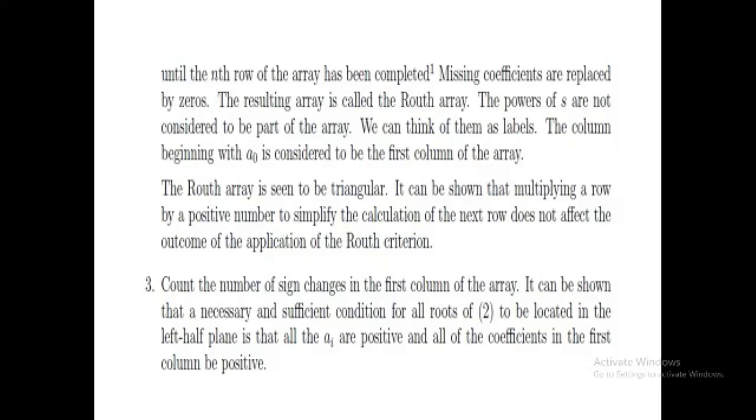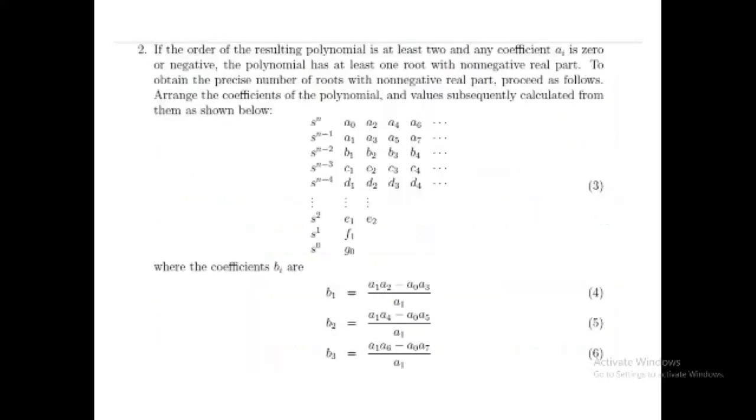Now, this Routh array is seen to be triangular. It can be shown that multiplying a row by a positive number to simplify the calculation of the next row does not affect the outcome of the application of the Routh criteria. And now, count the number of sign changes in the first column of the array. It can be shown that a necessary and sufficient condition for all the roots to be located in the left half plane is that all ai are positive and all the coefficients in the first column should always be positive.